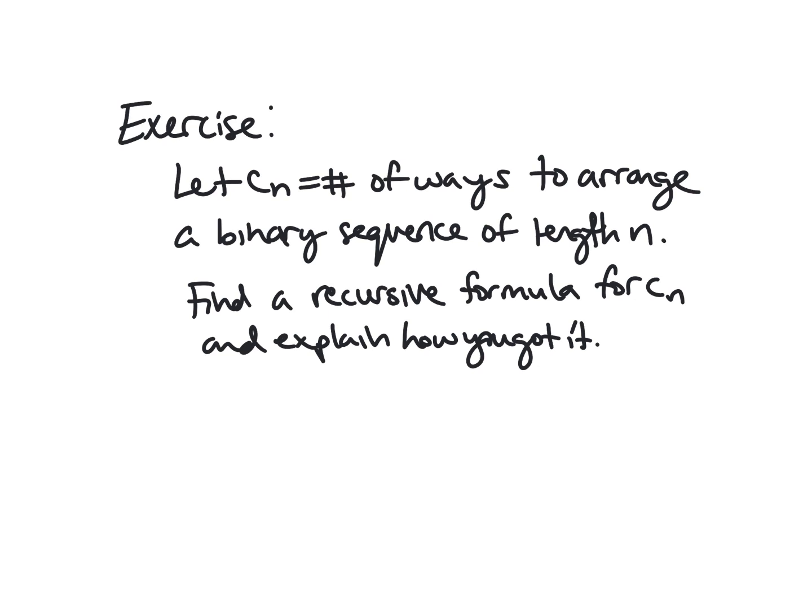Okay, and so for your exercise, we're going to let Cn be the sequence that describes the number of ways to arrange a binary sequence of length n. So remember, binary just means your options are 0 or 1 in each slot. And so I want you to find a recursive formula for Cn, not a closed formula, and explain how you got it.